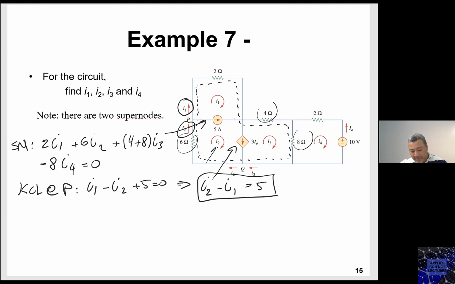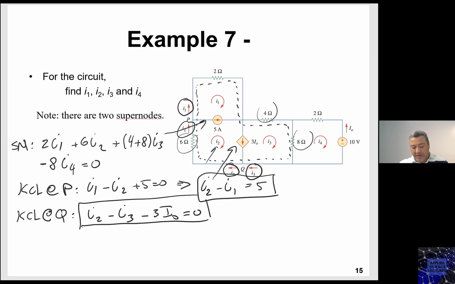For this one, again, this is I3. In this branch, only this variable I3. In this branch, only this variable I2. Write KCL at Q. You have I2 leaving, you have I3 entering, you have 3I0 entering. So this is my second binding equation from that shared current source.